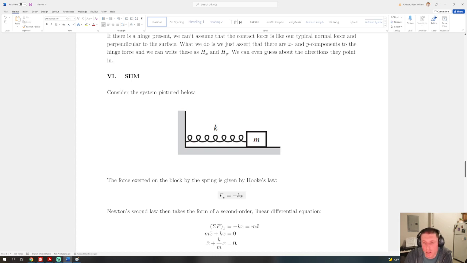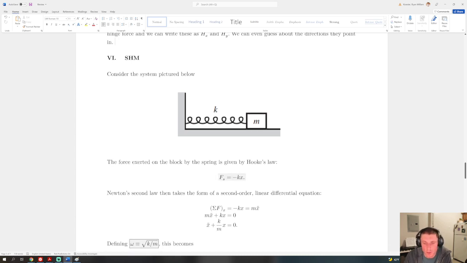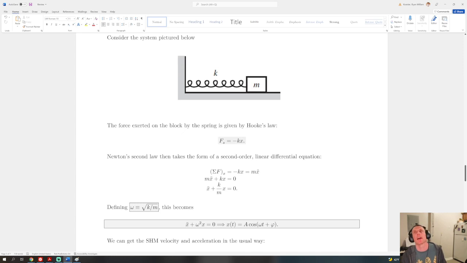And we know from week 3 or 4 that the force exerted on the block by the spring is given by Hooke's law, okay? It's just negative kx, where remember x is the displacement from the equilibrium position of the spring. And so when we write out Newton's second law, we wind up with a second order linear, and actually homogeneous, differential equation. All we're doing in this step, in case people are still not comfortable with this, remember that x double dot is just the second time derivative of x, right? So this is the acceleration, in other words.